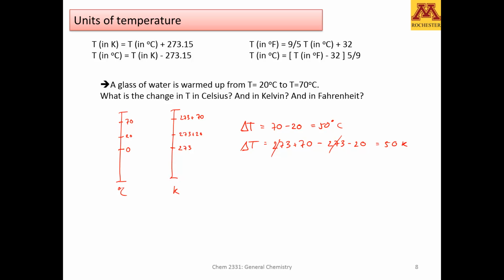Okay, how do you do this with Fahrenheit? You cannot just convert 50 into Fahrenheit. You need to calculate the temperature in Fahrenheit of 70, so this would be 9/5 of 70 plus 32, and the temperature in Fahrenheit of 20, 9/5 of 20 plus 32, and you would subtract these two. I need a calculator, but this by no means is the 50 that we got in Celsius and Kelvin. This is an important distinction between the Fahrenheit scale and the Celsius and Kelvin scale. Hopefully that is clear. We'll practice more in class.